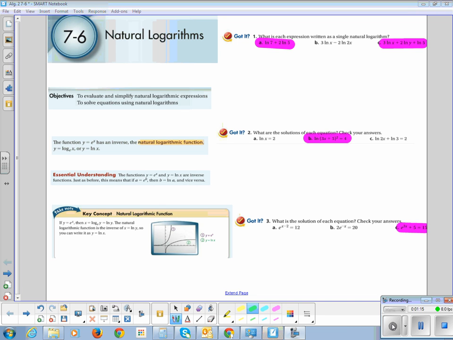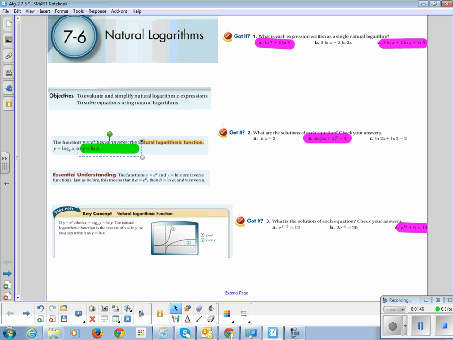ln of x. Just y equals ln of x. So ln represents natural log, and that's just its logarithmic function base e. That's all it is. Nothing too crazy.